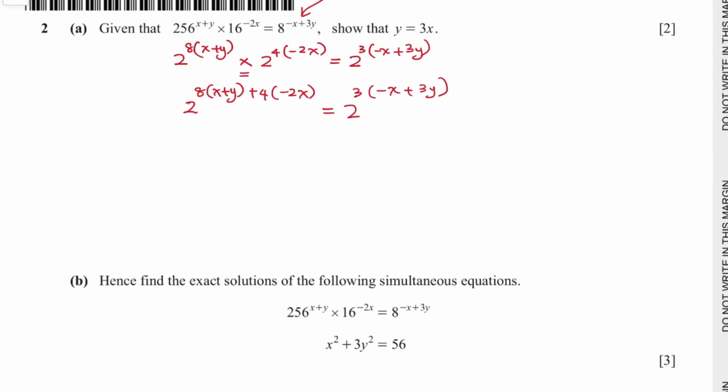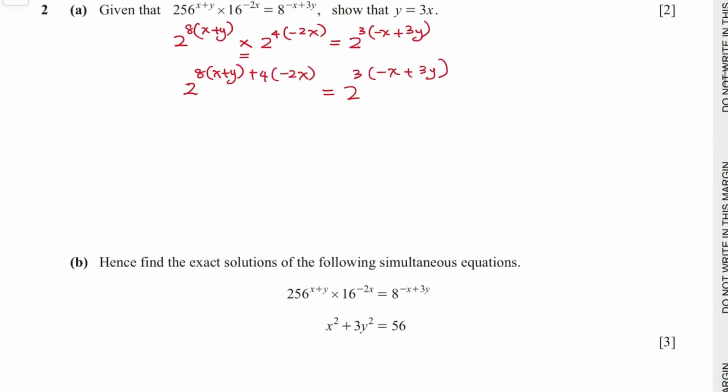You have the same base now, which means if the base is the same, the indices should also be the same because of the equal sign over here. Those on the left is equal to those on the right. Your base is the same, means your indices should be the same too. Alright, now in that sense, you can equate the indices from left equals to the right side, which is 8x plus 8y minus 8x must equal to negative 3x plus 9y.